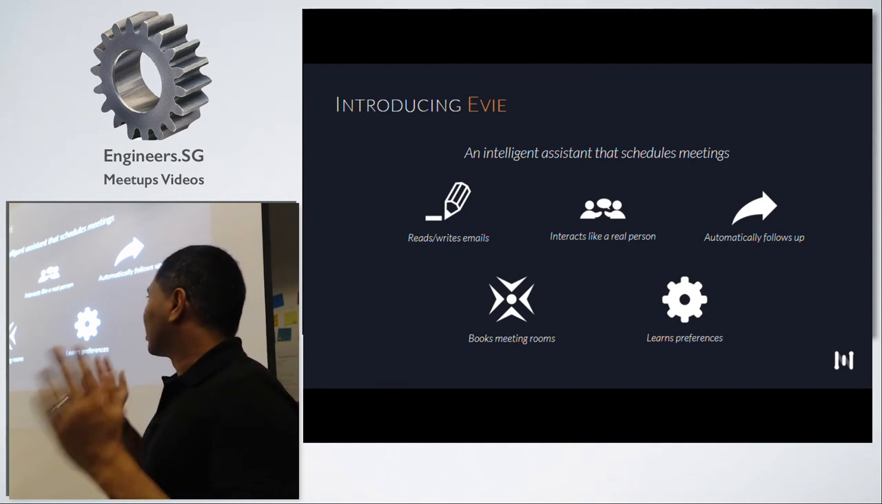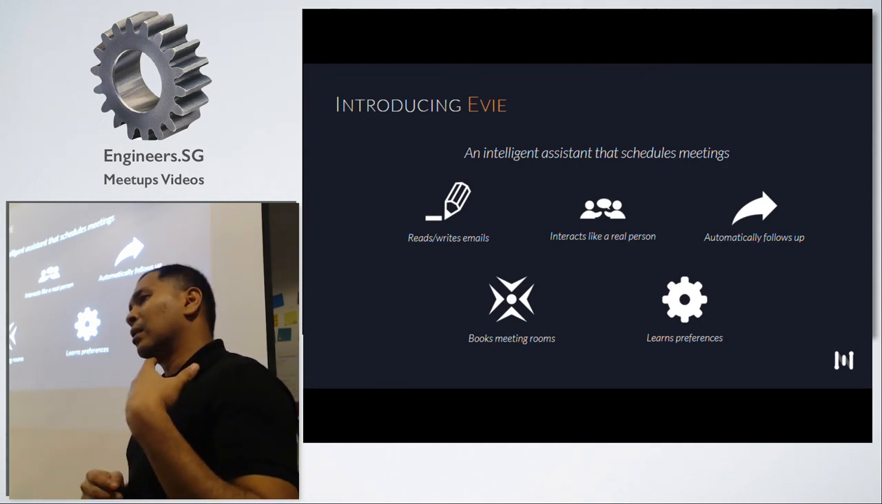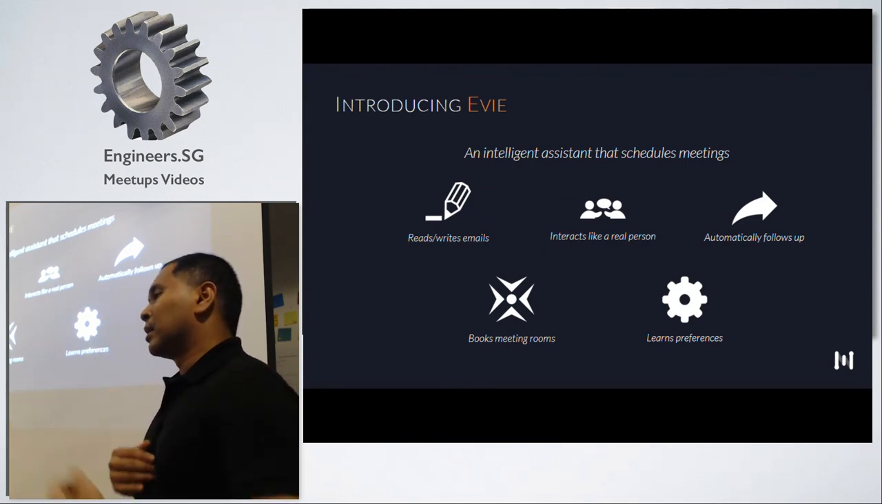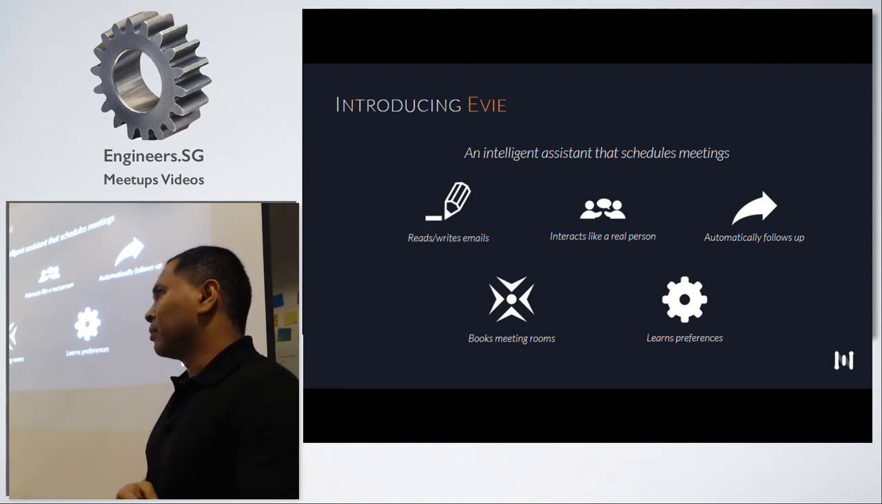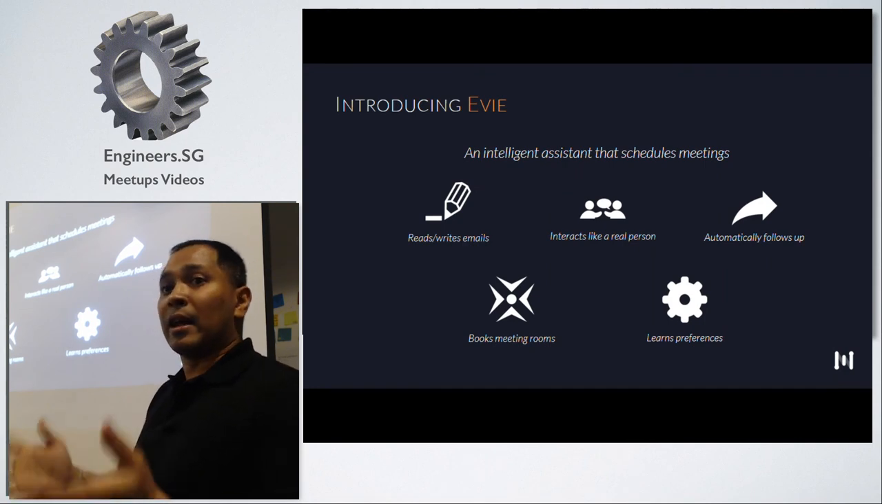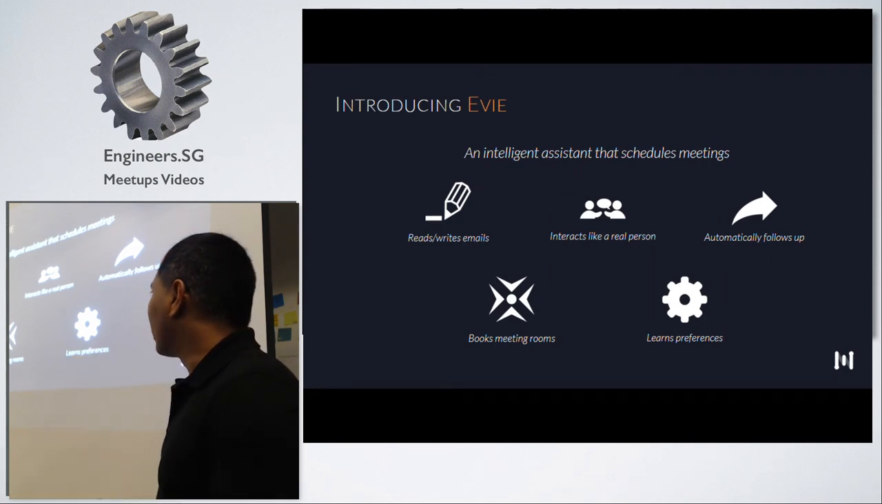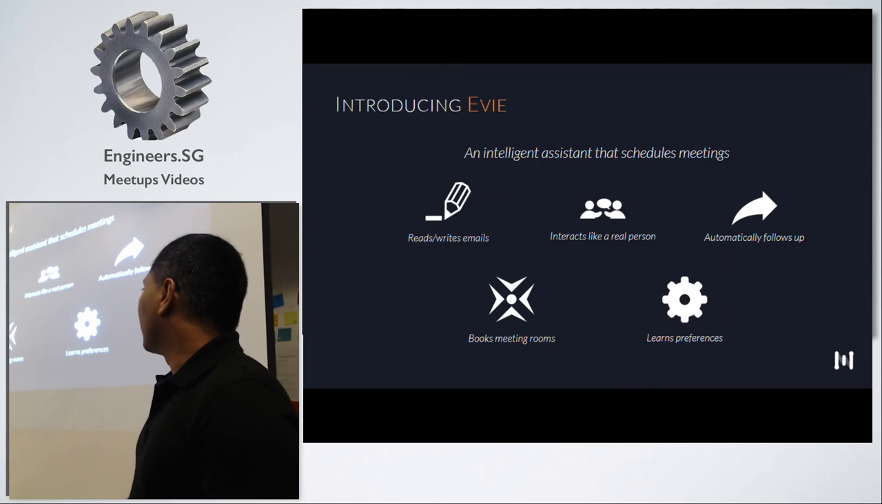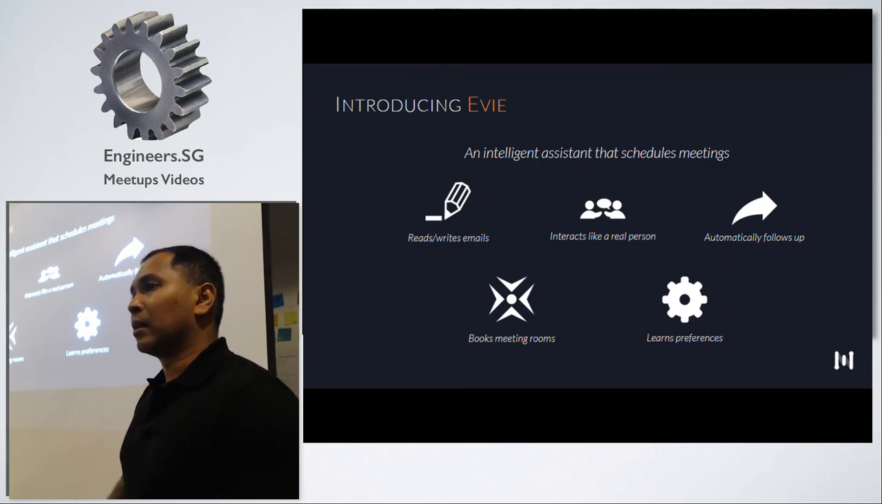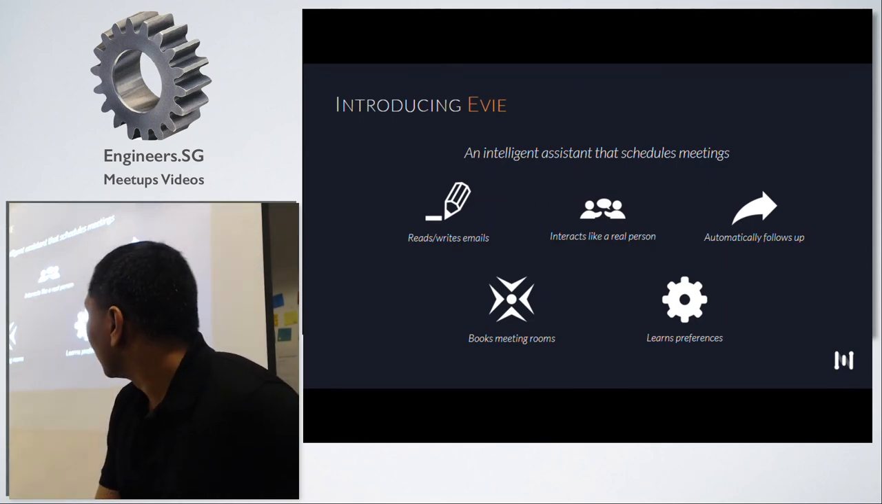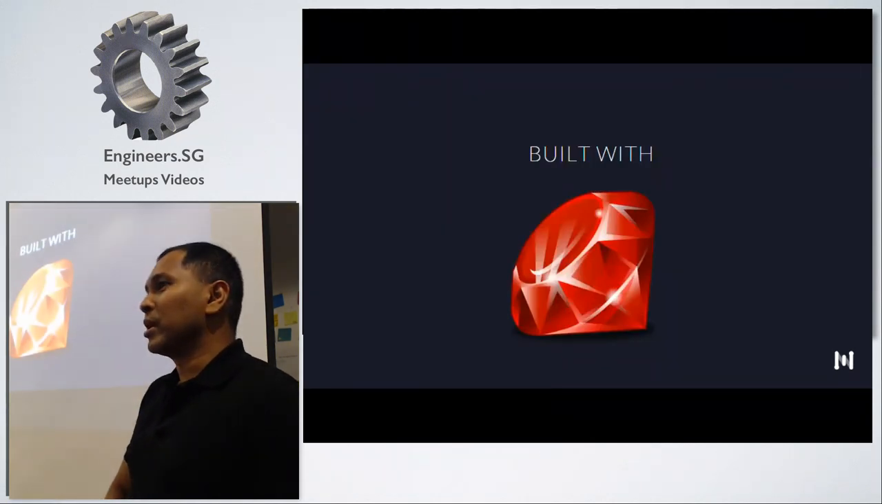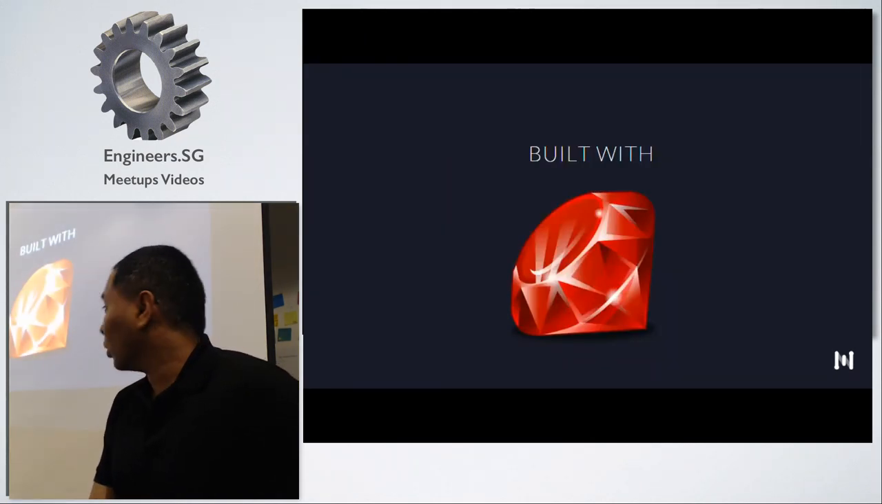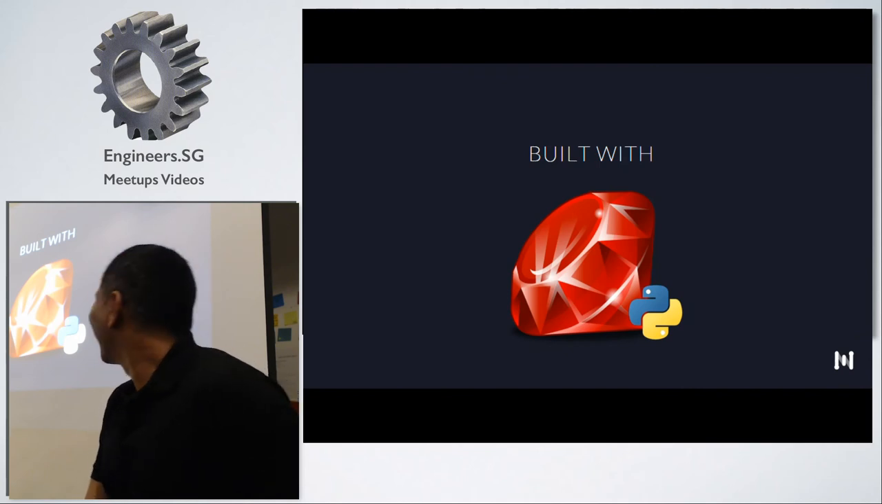And Evie takes over from there, interacts like a real person, looks at your calendar, sends them some times. They can respond using natural language, and they can literally say anything they want, right? There's no keywords, there's no kind of boundaries, and Evie would just handle it like a real assistant would, yeah. And of course, it's built with Ruby, mostly. It's a little bit of Python in there.